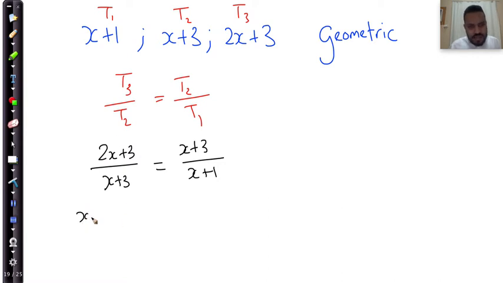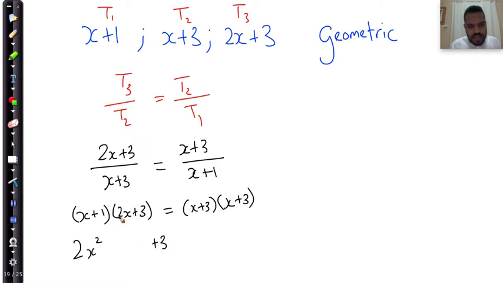It cancels on this side, and you're left with x plus 1 multiplied by 2x plus 3, which is equal to x plus 3 multiplied by x plus 3 once again. So let's multiply that out. That gives me 2x squared plus 3 plus 5x, since 2x plus 3x gives 5x. On this side I'm left with x squared plus 9 plus 6x, as this is just the square of x plus 3. Now we can simplify that.